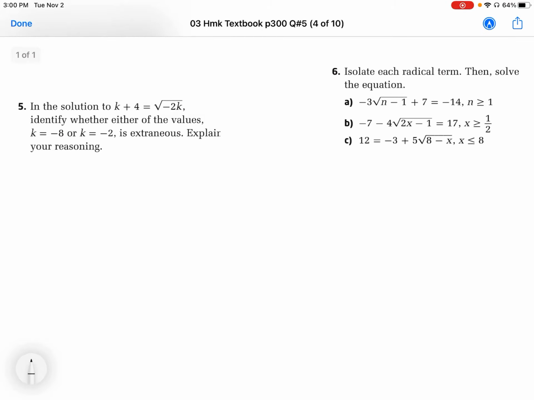The solution to k plus 4 equals the square root of negative 2k. Identify whether either of the values k equals negative 8 or k equals negative 2 is extraneous. Explain your reasoning. Now we'll go ahead and solve.